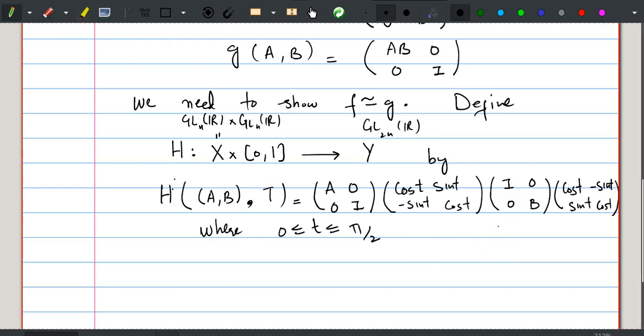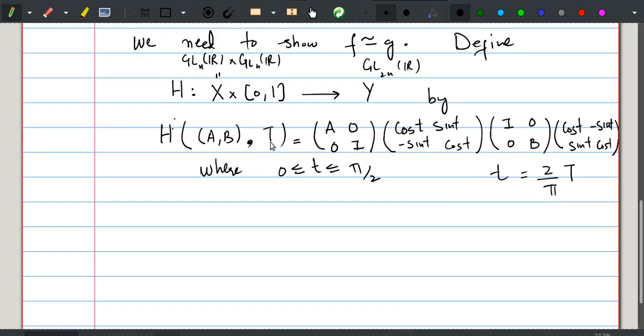Where T is 2 by pi times T. So if we replace this T by this capital T, we will get a 0 to 1 scale. Note that this H is a continuous map for each value of T, because these are matrices and hence linear transformations, and hence continuous.